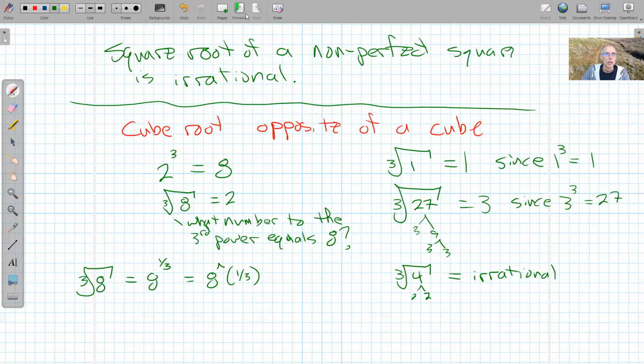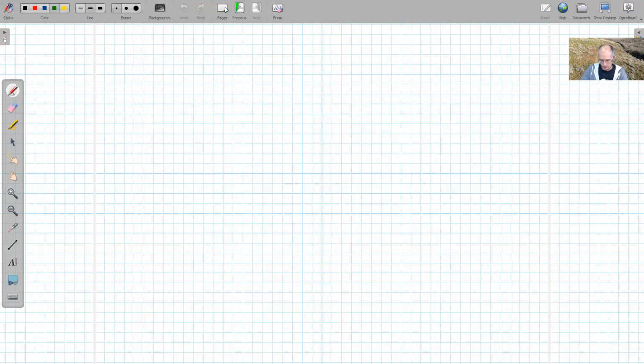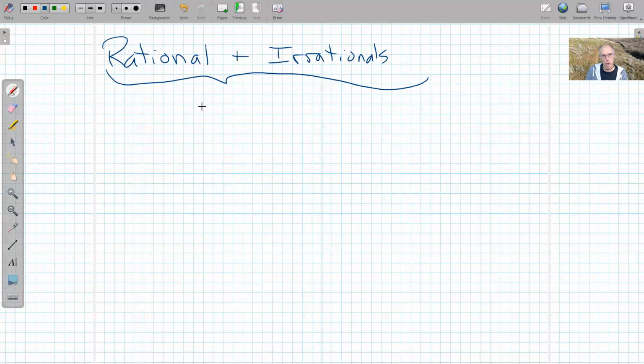All right, so we'll play more with irrationals in a second, but I just want to put it all together. If I take all of the rational numbers that exist, all those nice fractions, and I combine them with all the irrationals, all the not fractions, together they make this set of numbers called the real numbers.